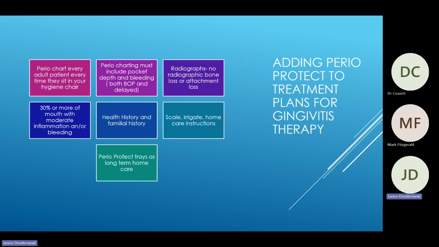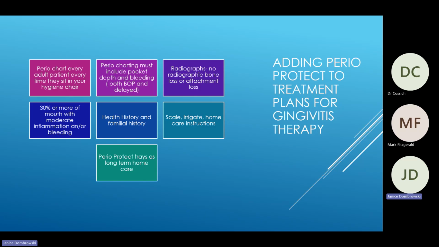So how do we add this to our gingivitis therapy? First and foremost, we have to make sure that we are perio-charting every adult patient every time they sit in the chair. We need pocket depths, we need bleeding, you need everything on there. You need radiographs. And remember, no radiographic bone loss or attachment loss for your D4341, D4346. Typically 30% or more of the mouth with moderate inflammation and/or bleeding is considered your D4341, D4346. Look at that health history and the familial history of oral issues in their family.